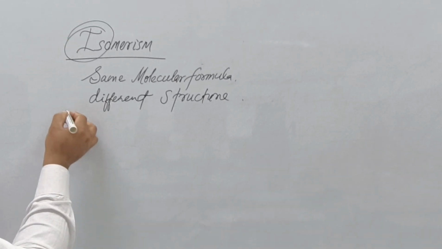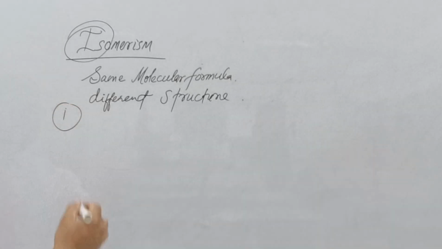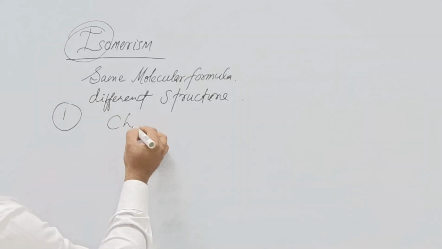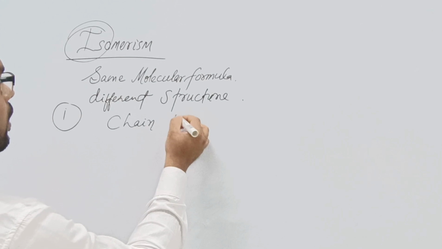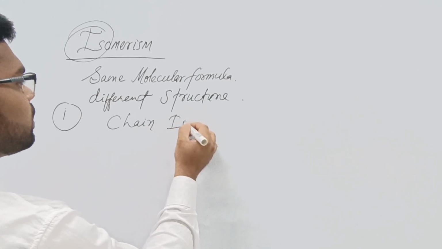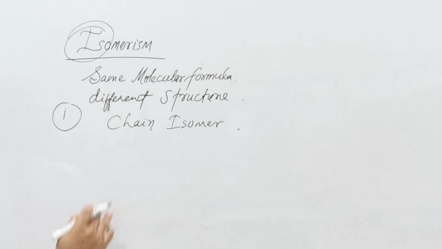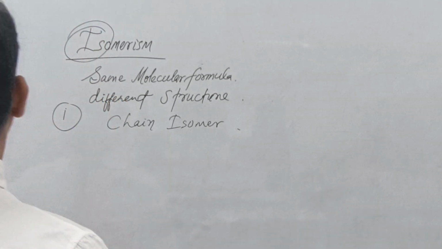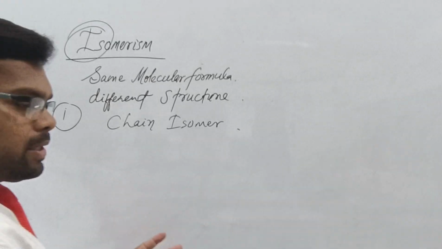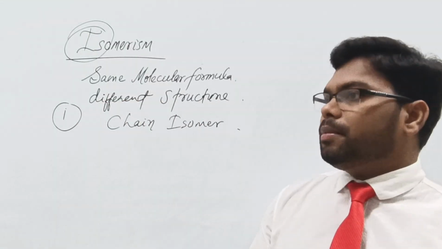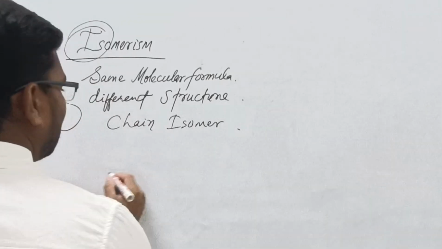So today I will be talking about one type of isomerism, that is called chain isomerism. I will talk about chain isomers. In chain isomers, the molecular formula will be the same, but the carbon chain will be different. So let's take one example here.